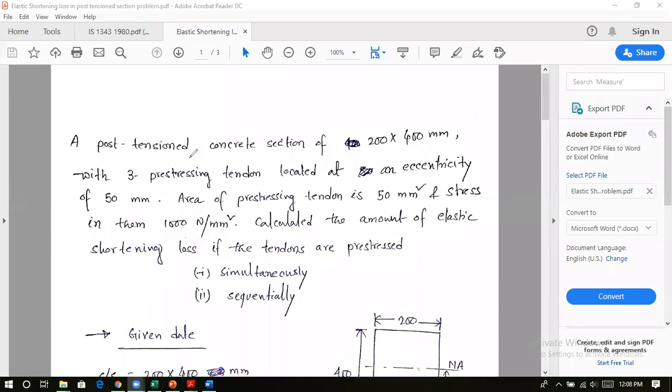So hello everyone. In this video, we will solve one problem on elastic shortening loss of post-tension section. So the problem is already given here. Let us go through the problem.